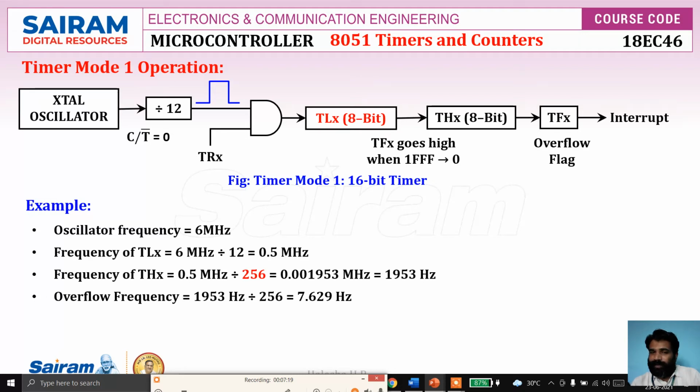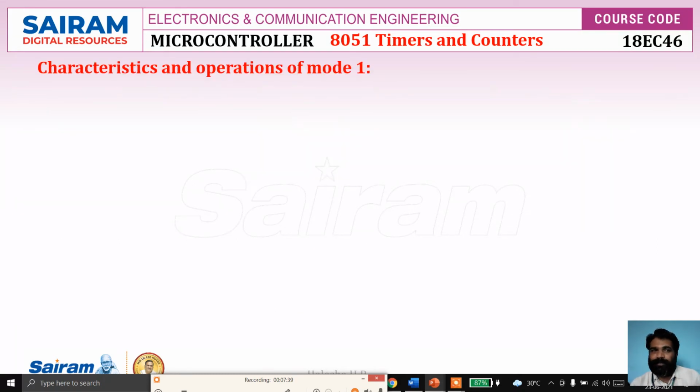So overflow frequency, and overflow time is the inverse of the overflow frequency, that is 0.131 second. So if the initial value is 0, the timer overflows in mode 1 in 0.131 second. Now we'll see the characteristics and operation of mode 1.